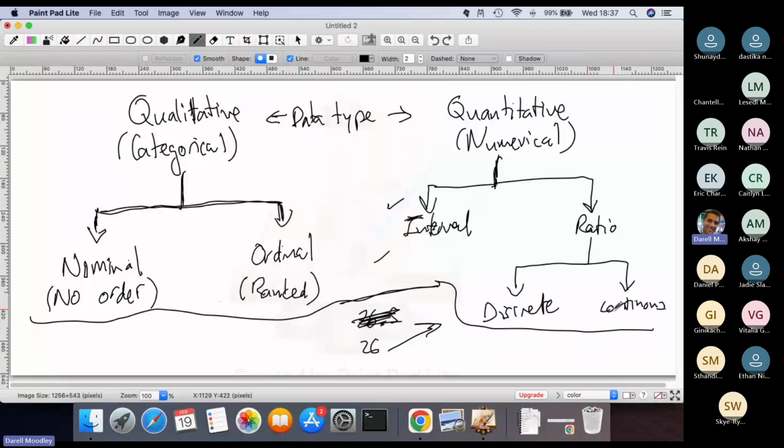So remember, the first stage is data type, and that'll tell you whether it's quantitative or qualitative. The next stage is, what do you call this? Measurement scale. This is your measurement scale.